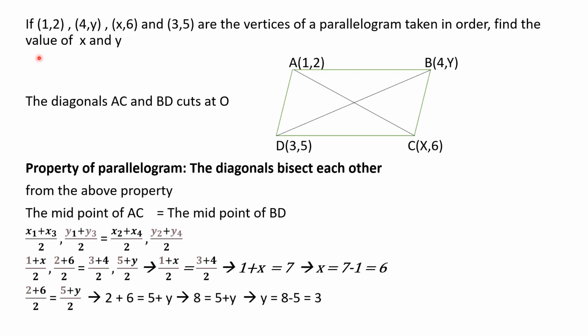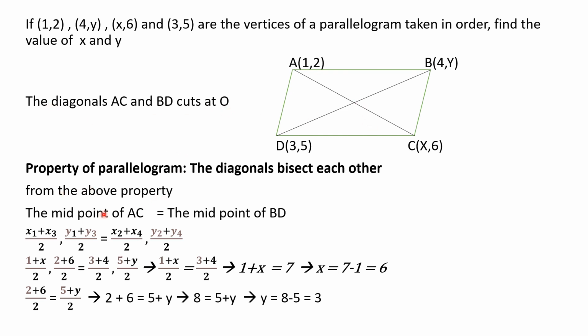Now the last problem. If 1 comma 2, 4 comma y, x comma 6 and 3 comma 5 are all the vertices of a parallelogram taken in order, find the value of x comma y. So you have to write the vertices of the parallelogram properly, A, B, C, D. A is 1 comma 2, B is 4 comma y, C is x comma 6, D is 3 comma 5. Here the property of a parallelogram is that the diagonals bisect each other. And the diagonals AC and BD cut at O, right?